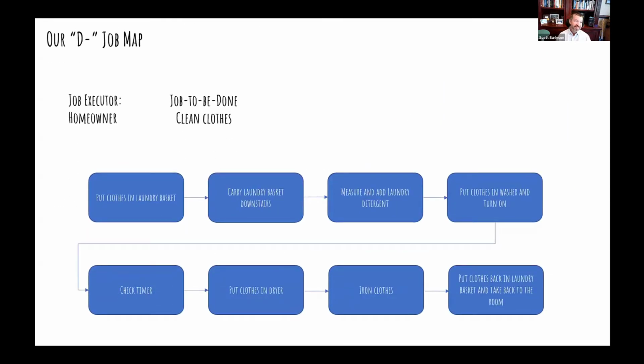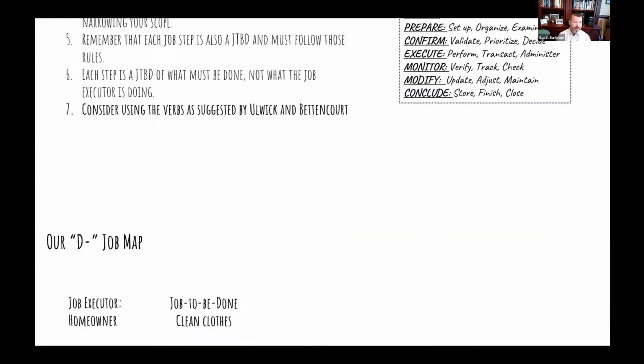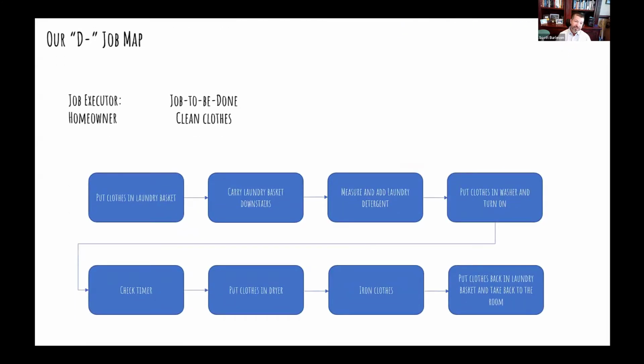All right, so here is our D- job map. I'm going to help out with a couple of these, and then if you guys are able to, maybe you can help me to improve some of these. So here's my D- job map for the job of cleaning clothes. We begin by putting clothes in the laundry basket. Then we carry the laundry basket downstairs. We measure and add laundry detergent. We put clothes in washer and turn on. We check the timer, put the clothes in the dryer, we iron them, and then we put the clothes in the laundry basket and take back down to the room.